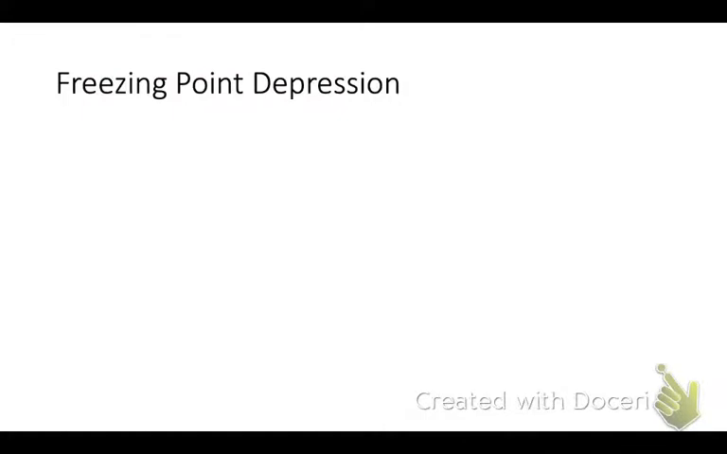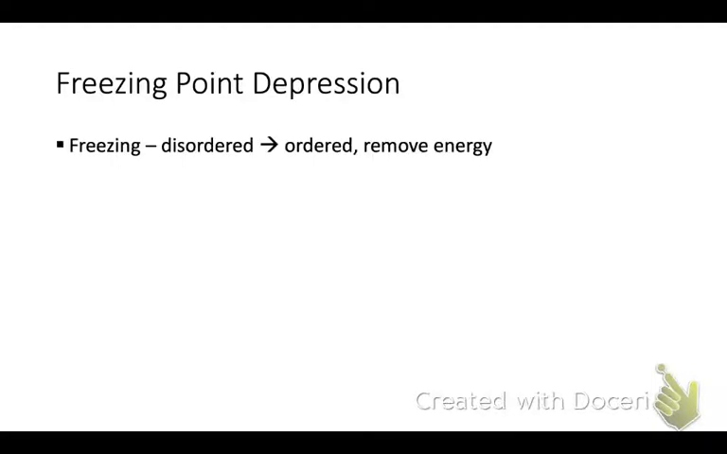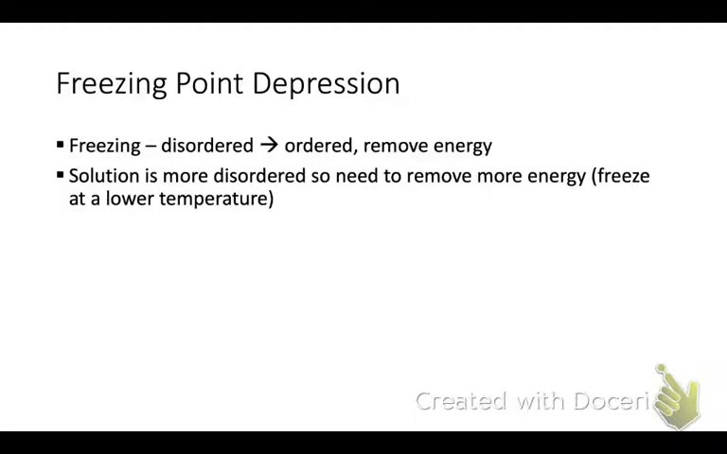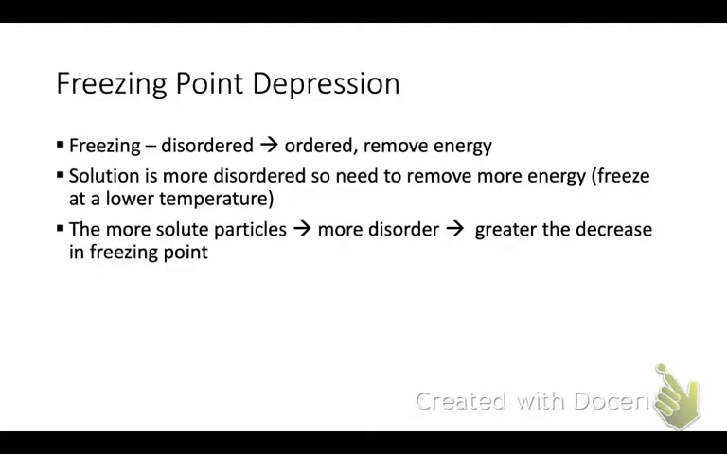The next colligative property I'm looking at is called the freezing point depression, and in this case it's the total opposite. The more particles you have in your solution, the more the depression in the freezing point, the lower the freezing point. Now, freezing is causing order, right? When you want to put it into more order, you're going to have to remove energy. And the solution is more disordered, so you need to remove more energy, freeze at lower temperature, and that's why the freezing point gets lower and lower.